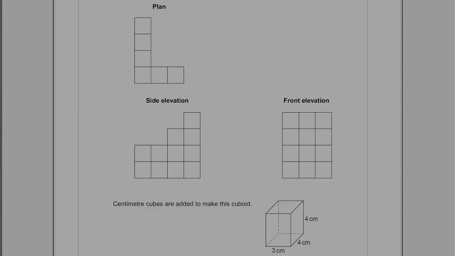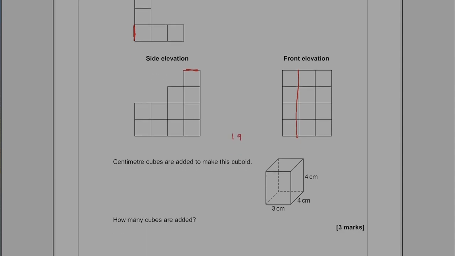So we need to add on. I'm going to kind of view it like these as rows. So this front elevation, that edge would be that there. On the front elevation, that would be that row there. So the amount of cubes in this would be 1, 2, 3, 4, 5, 6, 7, 8, 9, 10, 11, 12, 13, 14, 15, 16, 17, 18, 19. So 19 cubes have been used for the shape that was currently there.